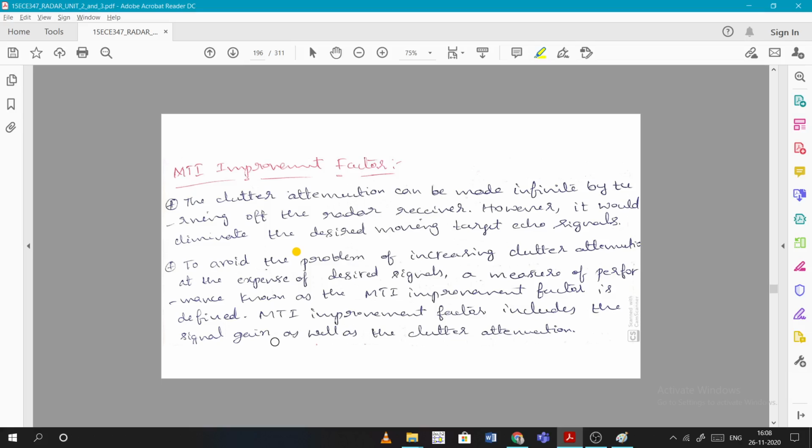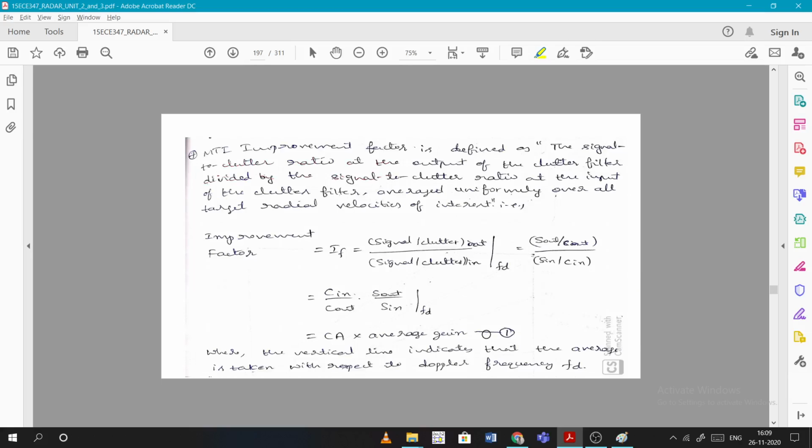The improvement factor includes the signal gain as well as the clutter attenuation. Basically it can be defined as the ratio of the output signal to clutter ratio to the input signal to clutter ratio at FD, the Doppler shift frequency. When you write it in terms of S out and C out and rearrange it, it is C in by C out times S out by S in at FD. So C in by C out is called clutter attenuation, and S out by S in is called average gain.